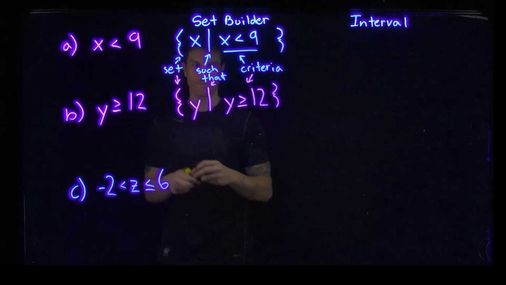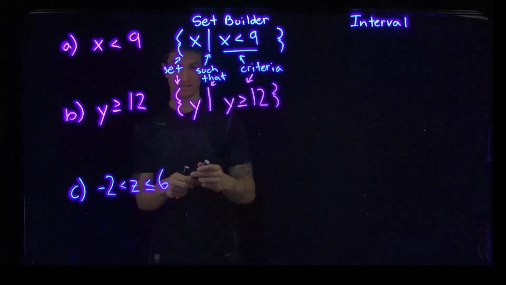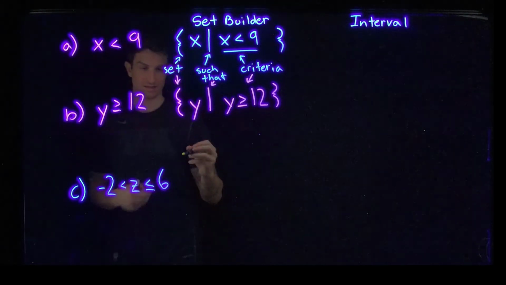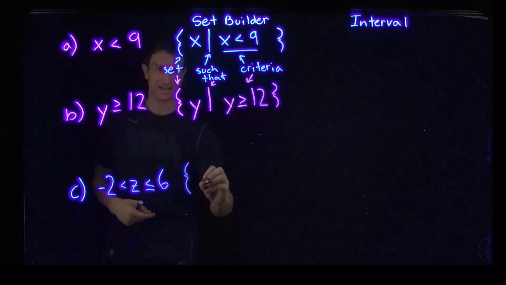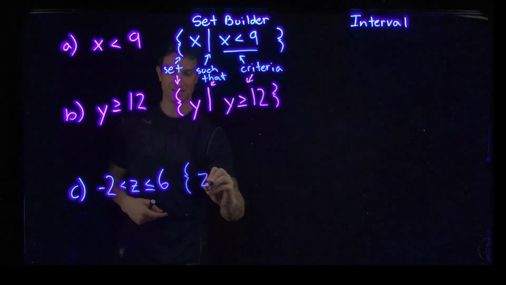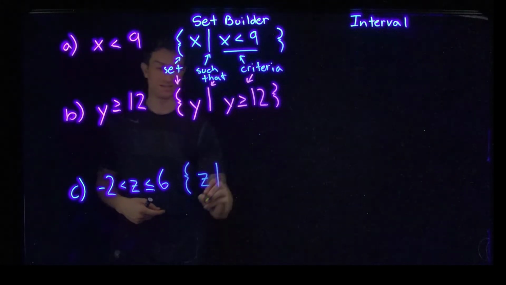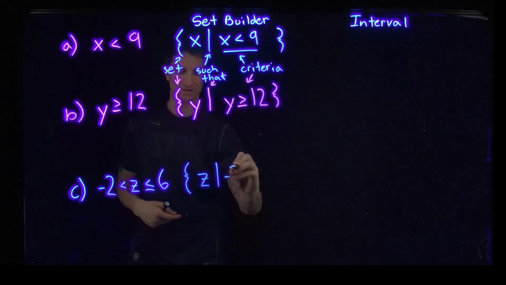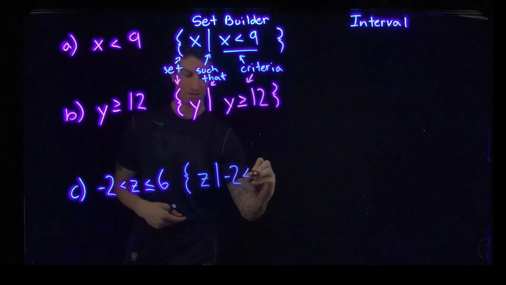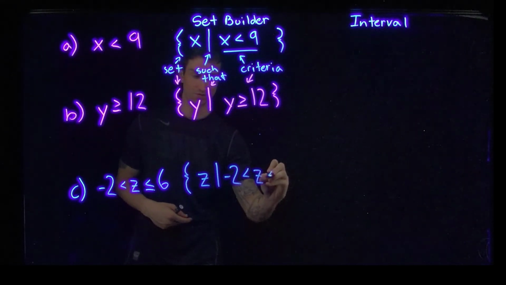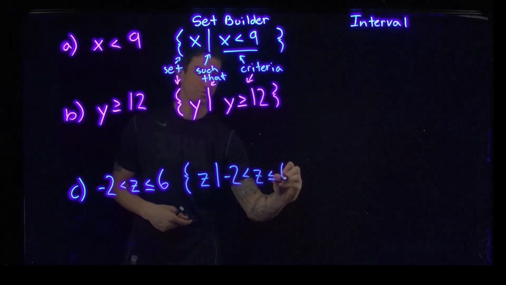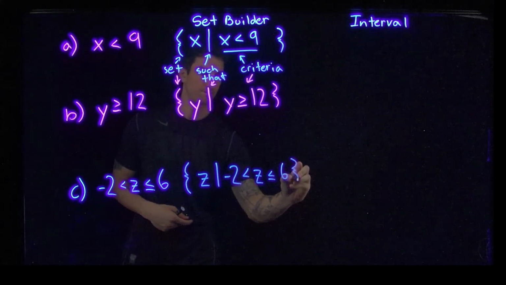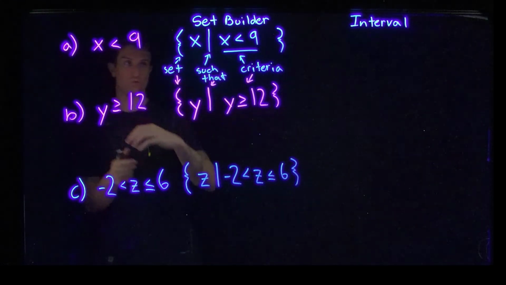And lastly, same idea, nothing changing here. We have the curly braces for denoting a set. I want all the z's such that they meet this criteria, that they are between these two values. One of them is just the greater than, the other one's less than or equal to. So this is not a big jump going from one to the other.